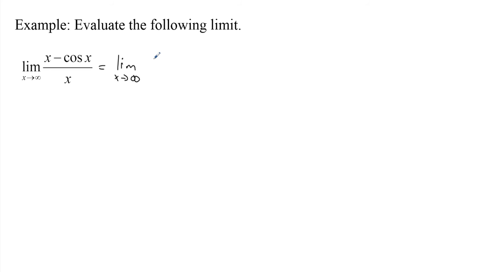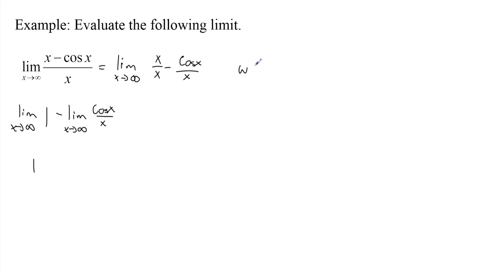I can break this up into two fractions. I can say it's x over x minus cosine x over x. And then we can separate that into two limits. I can say that this is the limit as x goes to infinity of x over x, and I'm going to simplify that right now, of 1, minus the limit as x goes to infinity of cosine x over x.